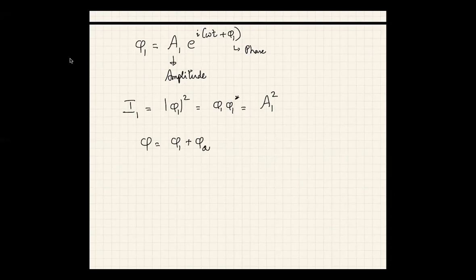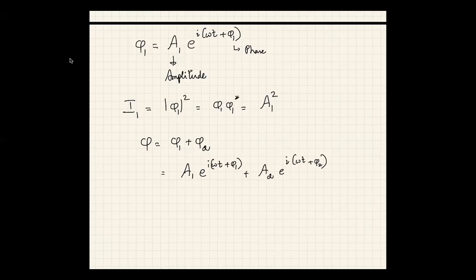So this is given by A1 e to the i (omega t plus phi1) plus A2 e to the i (omega t plus phi2). Now the omega is the same, but I'm simply adding two different amplitudes A, and I'm also accounting for the fact that the phase between these two waves need not be the same.